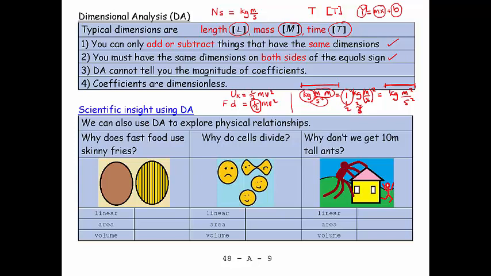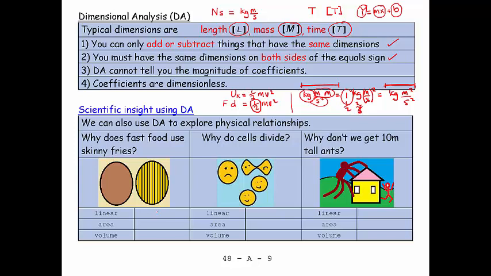Scientific dimensional analysis gives us insights. So for example, fast food restaurants famously introduced skinny fries. They taste great, but they're also very easy to cook. And this is why they're very easy to cook.